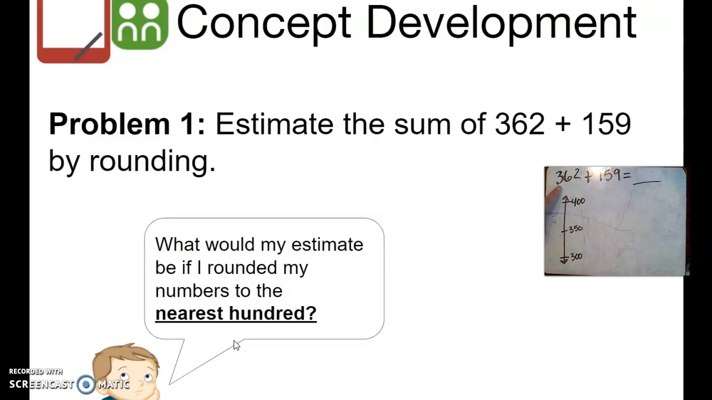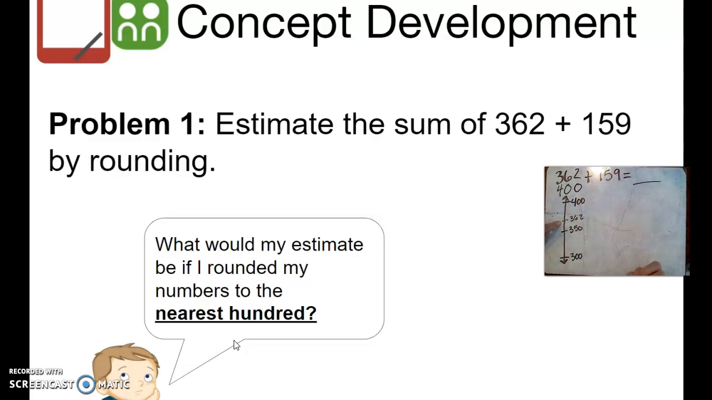I want you to pause this video and see if you can figure it out, and then keep watching. Okay, if you paused, that's great. Hopefully you said 362 was about here. It's okay if it's a little higher, a little lower, as long as it's not down here. 362 is closer to 400 than it is to 300. So I'm going to say that 362 is about 400.